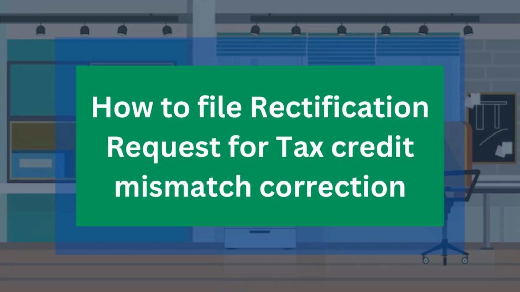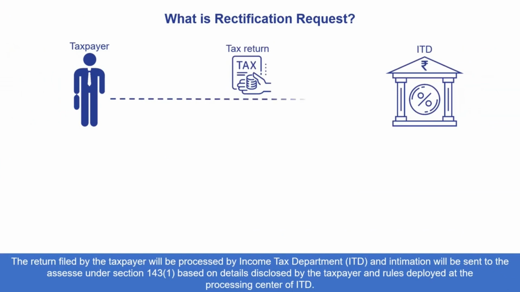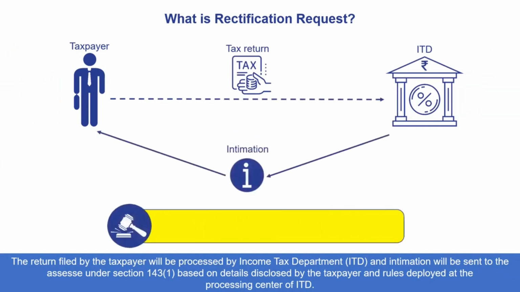This video is on how to file rectification request for tax credit mismatch correction. Whenever a return is filed by a taxpayer, it is processed by the Income Tax Department and its intimation is sent to the taxpayer under Section 143 subsection 1 based on the details disclosed by the taxpayers and the rules deployed by the Processing Center of Income Tax Department.